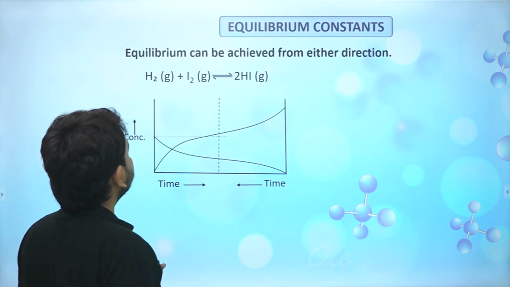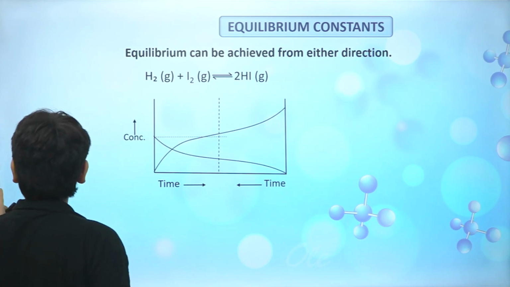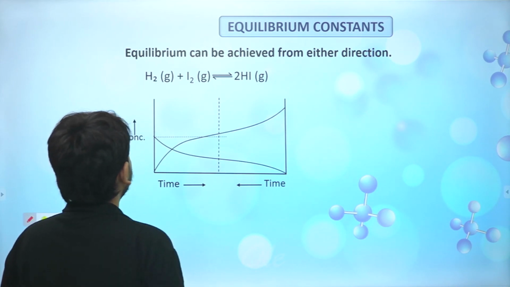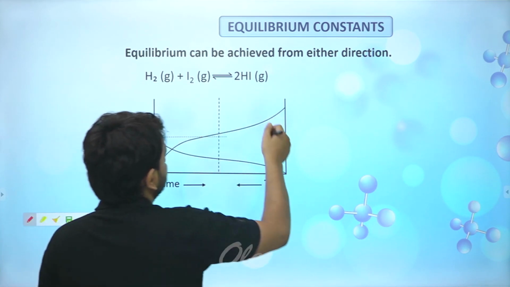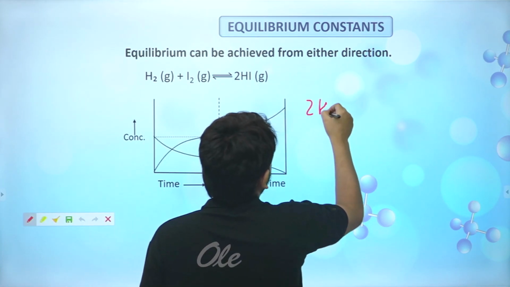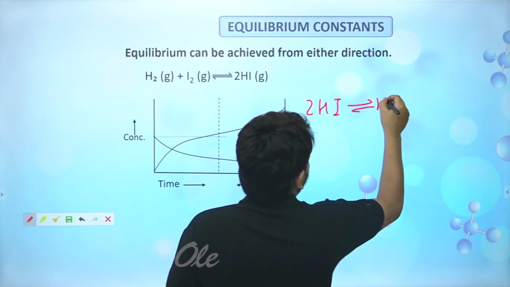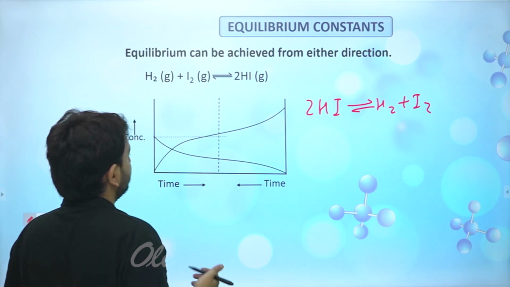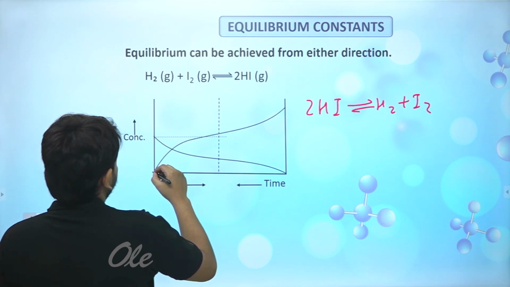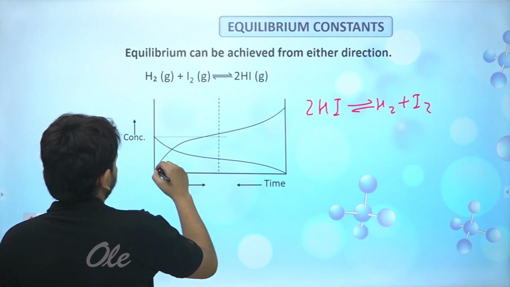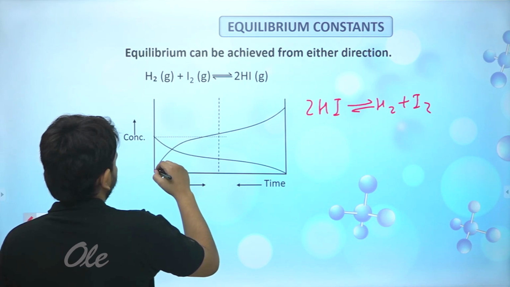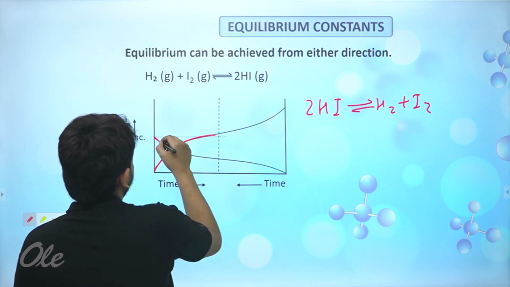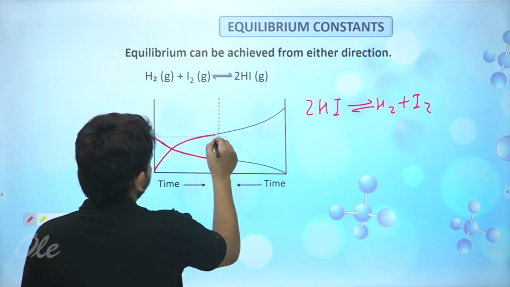Next up, equilibrium can be achieved from either direction. Another thing about the nature of equilibrium is that it can be achieved from either direction. So if you have H2 plus I2 giving 2HI, or if you have 2HI yielding H2 plus I2, both of them reach equilibrium. For example, if you are starting from over here, this is HI, let's say the product. The concentration of the product is increasing, after which it becomes constant. The concentration of the reactant is decreasing, after which it becomes constant.